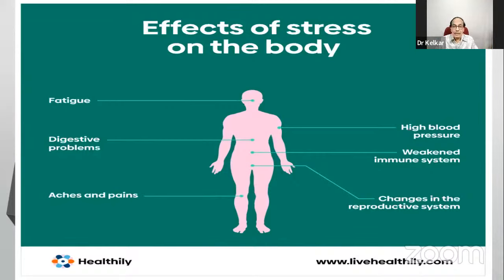So the effects of stress on the body are fatigue, digestive problems, irritable bowel syndrome, most commonly acidity, aches and pains, body aches and pains, high blood pressure, hypertension, a weakened immune system, and changes in the reproductive system: erectile dysfunction, premature ejaculation, sterility. So these are the things which are seen.